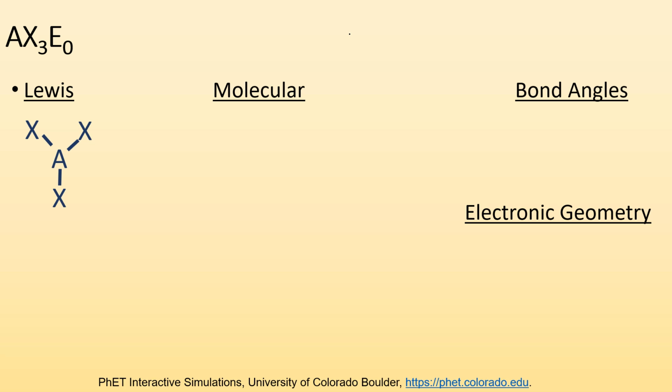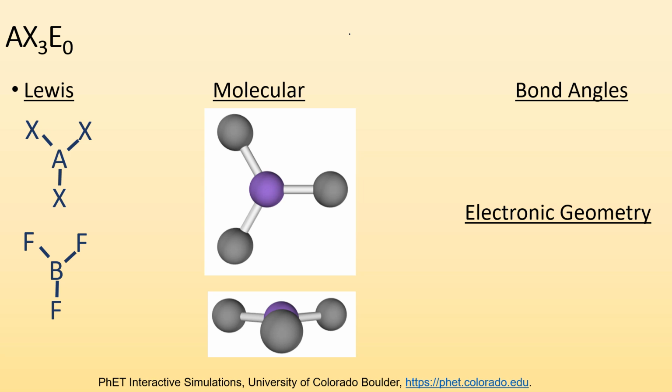AX3E0 tells me there's three bonded atoms and no unshared electron pairs. So an example could be like BF3. Now, when you make this molecule, you start to see, all right, if I look at it at different angles, I see different things. So if I'm looking at it from like bird's eye view, the angle between these two atoms is going to be 120 degrees. And that's the same all the way around because this molecule is flat.